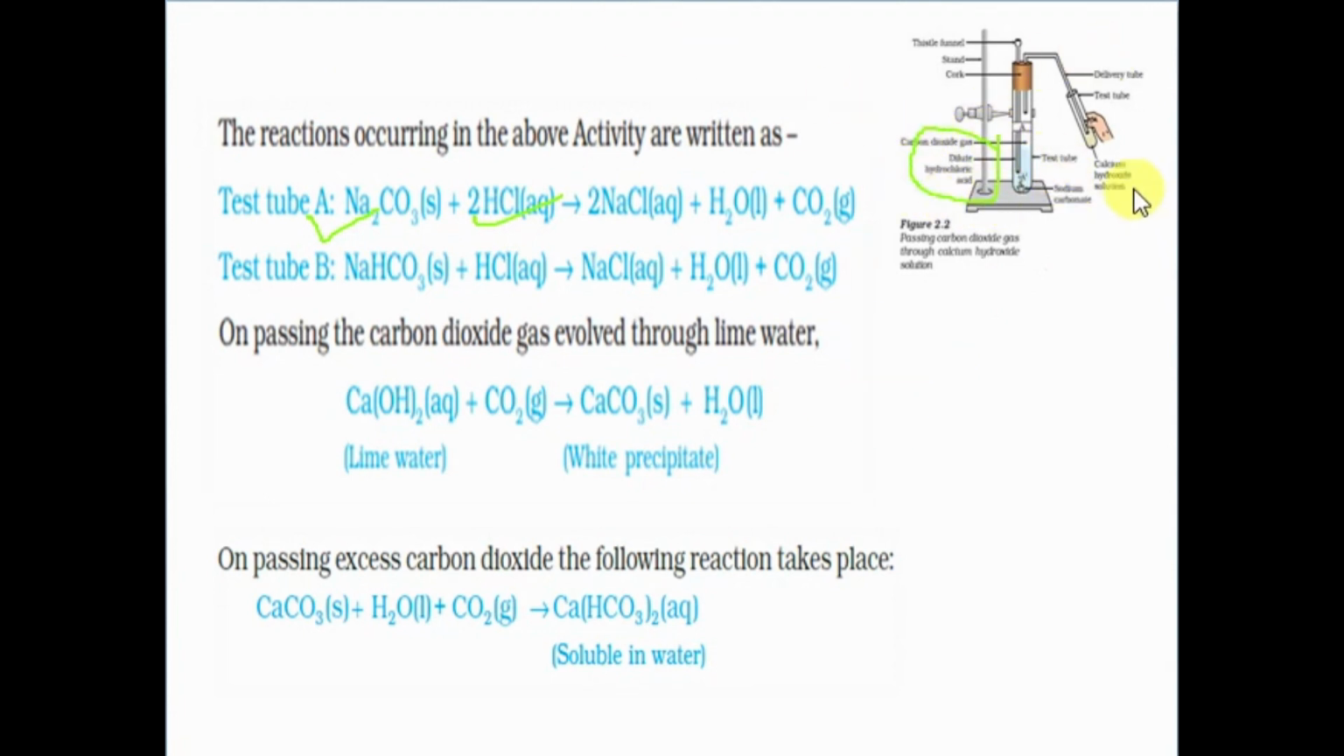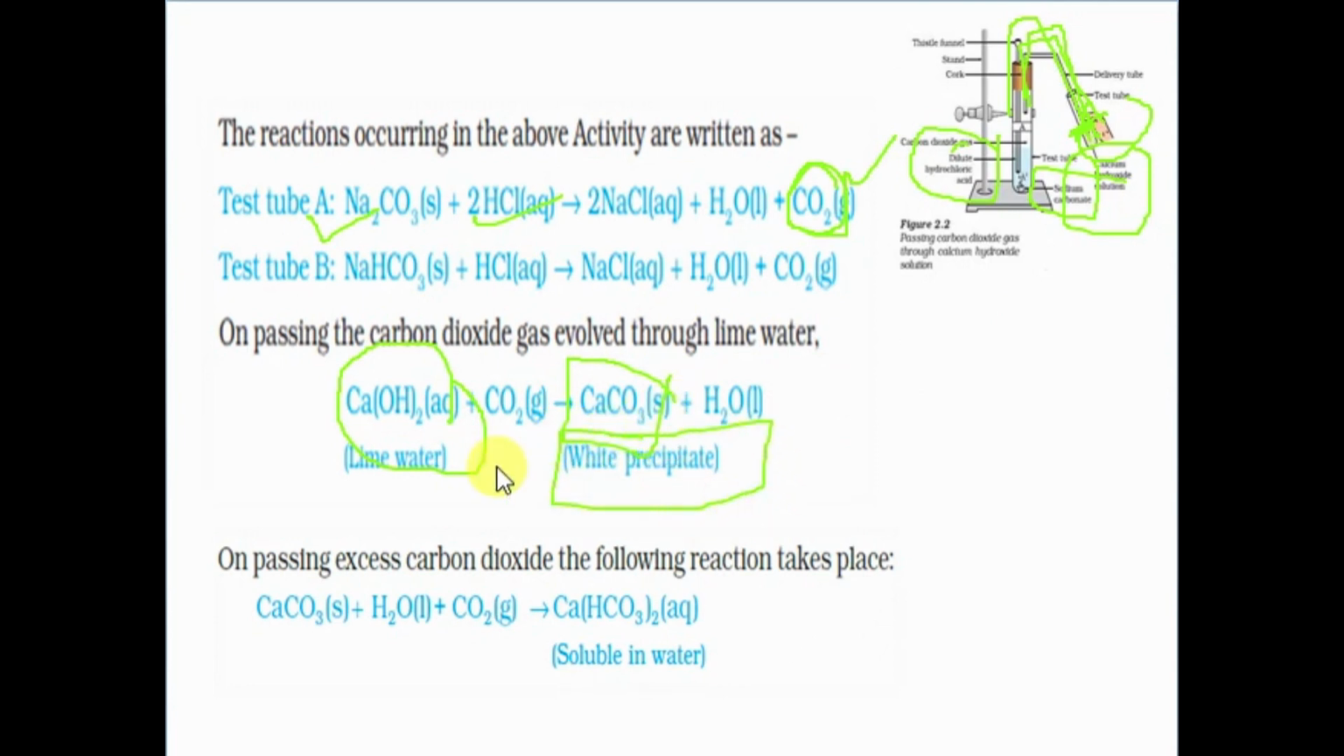Okay, Na2CO3 and HCl, when they react, will give NaCl, H2O and CO2 gas. So we are seeing the presence of CO2 here. Okay, so CO2 will pass. Lime water was already present there, so Ca(OH)2 was already present in the test tube, and when CO2 has been passed and reacted with lime water, it will give white precipitate. And that white precipitate is CaCO3.